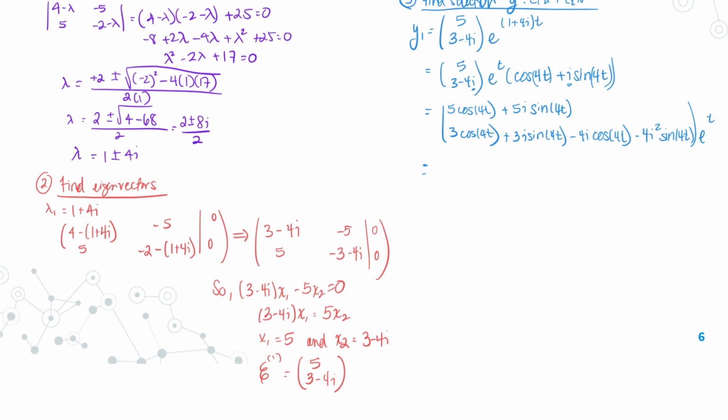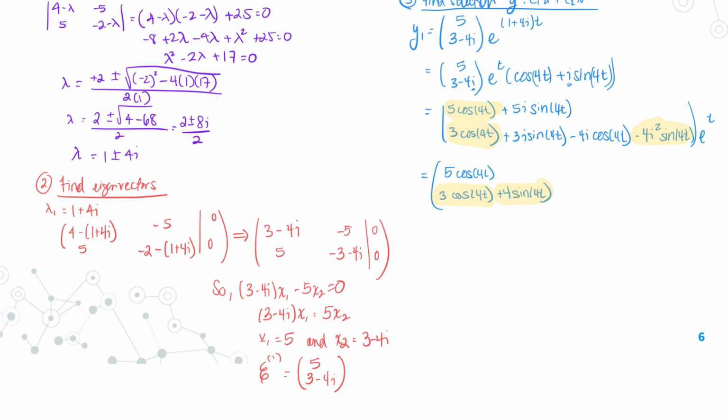So we end up with, let's see if we can put all of our stuff together. Let's put all of our real stuff first and then all of our complex stuff second. So we have 5 cosine of 4t, and then we'd have 3 cosine 4t, and then it would be plus 4 sine of 4t. And that came from right here. Because remember, i squared is a negative 1. So negative 4 times negative 1 is positive 4 sine of 4t. Here's our other real part. So there's the real part.